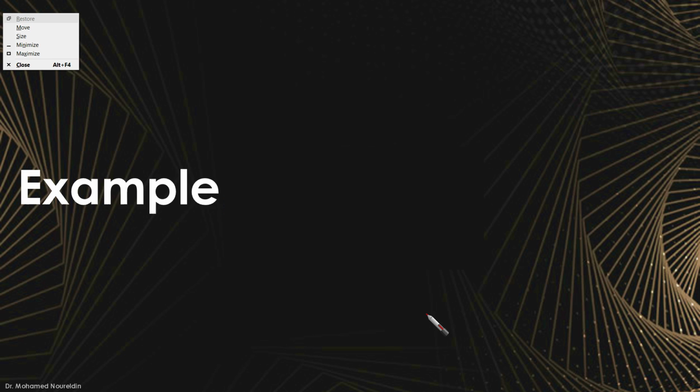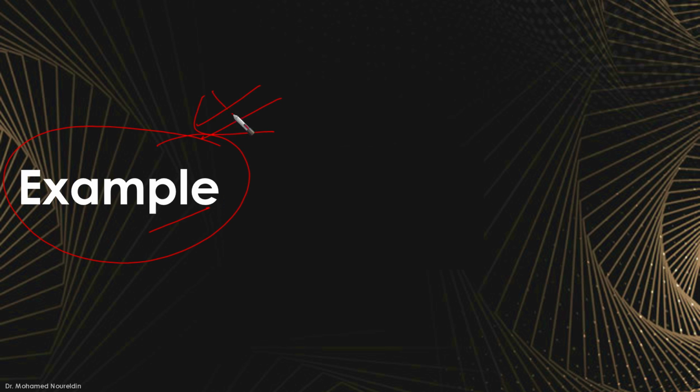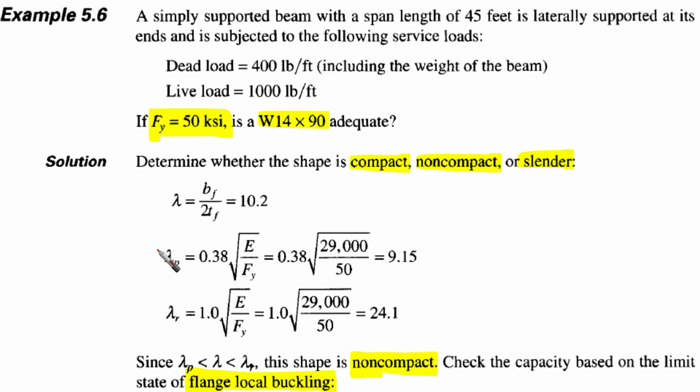Okay, now let's go to the next, where we need an example to follow to explain what we have done up till now. In our example, a simply supported beam with a span length of 45 feet is laterally supported at its ends and is subjected to the following service loads. We have dead load and live load: 400 pounds per foot dead load, and the live load is 1,000 pounds per foot, including the weight of the beam.